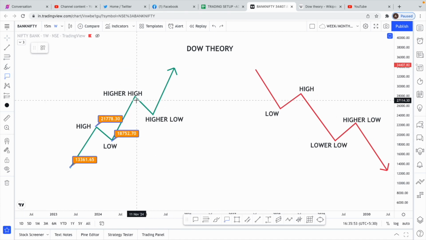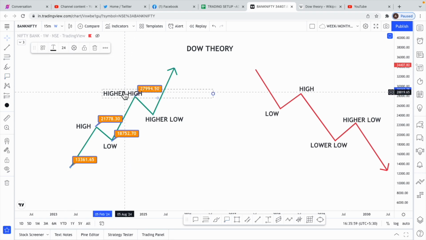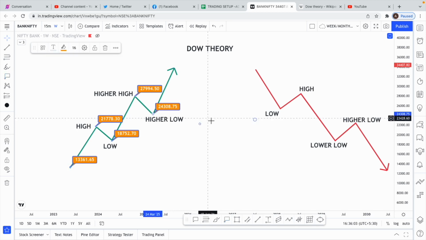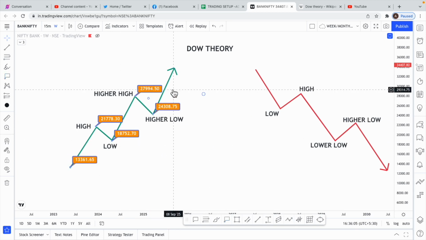Then again the price made a high. Coming back to our diagram, again the price made a high. I'm going to spot this level, and then we made a low. So this uptrend, what has happened is, the price from 13,300 went to 21,700. It made a high. Then it made a low of 18,750. Then again it made a high of 27,900, which is higher than the previous high. So we call it as higher high.